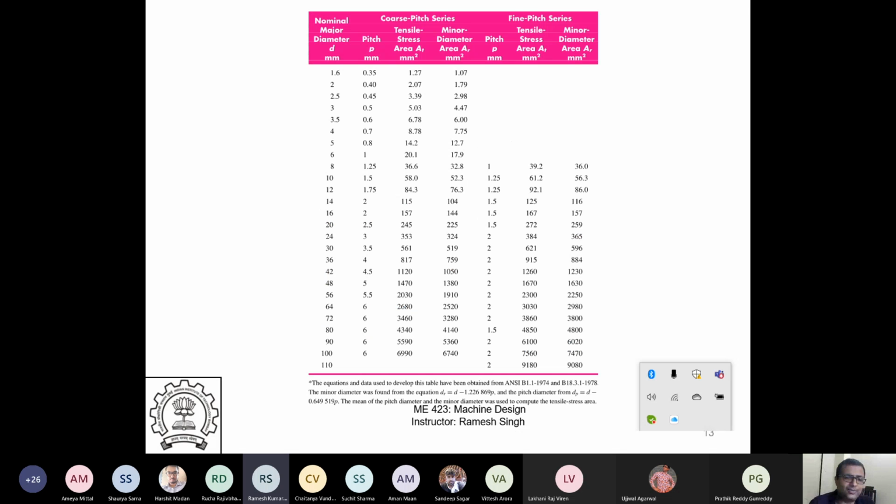Okay, so this is one table taken from our own book, the design book from Shigley. So this is the major diameter. These are the bolts which are available. So these are the design data. So you can basically see coarse pitch. The 1.6 mm diameter has a pitch of this. So you can basically find out what is the tensile stress area and what is the minor diameter area. So everything is actually given here.